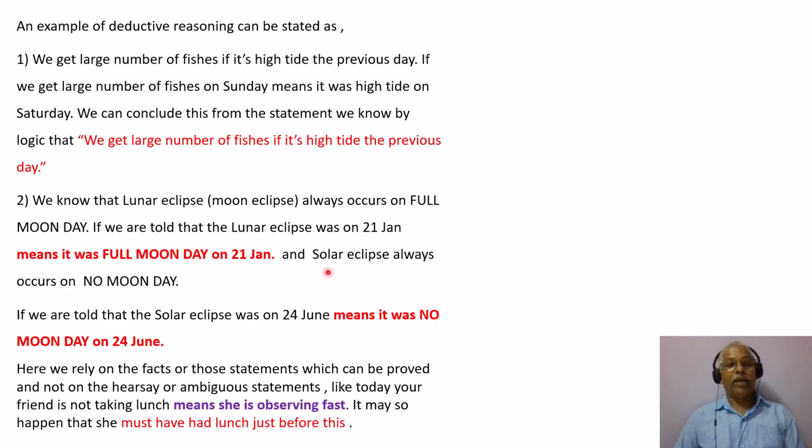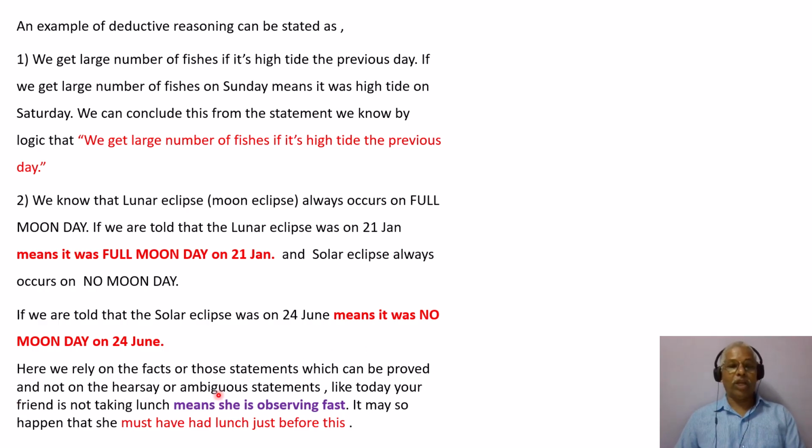And solar eclipse always occurs on no moon day. If we are told that the solar eclipse was on 24 June, it means it was no moon day on 24 June. Very simple. So we are using logic. Here we rely on the facts or those statements which can be proved, and not on hearsay or ambiguous statements. Got it?